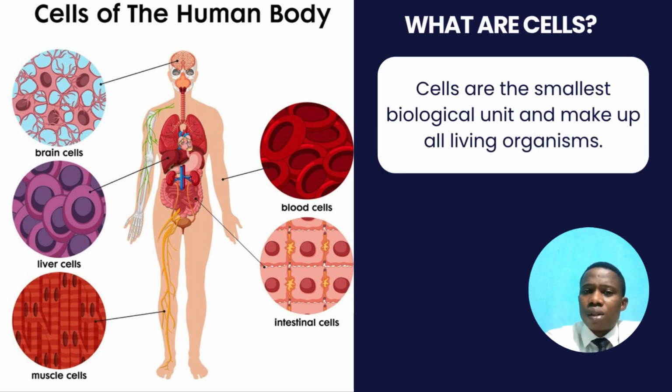Now, what are cells? As we have discussed in our previous topic, we said the cell is the smallest biological unit that makes up a living organism. We have various cells in the human body. We have the brain cells, we have the blood cells, we have different types of cells in the human body.